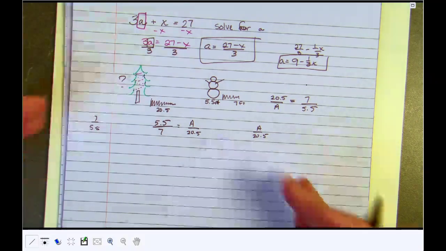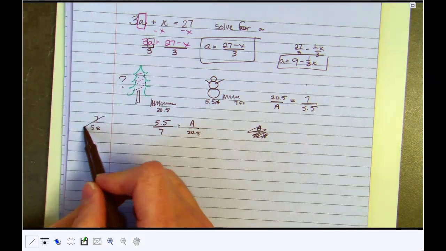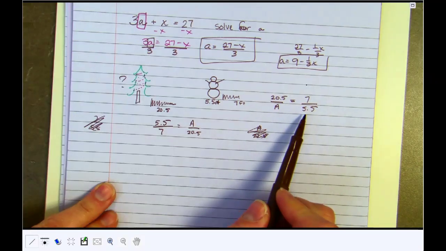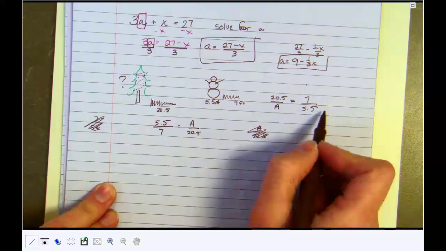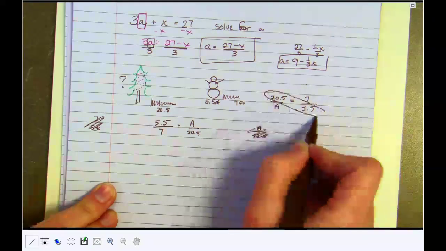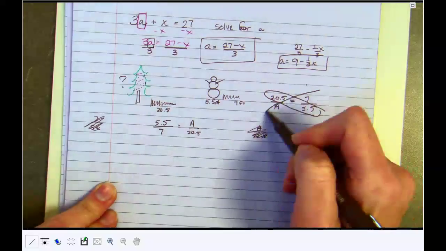All of these, as long as you set them up correctly, will get you the same answer. What do you do once you're here? How do you solve it? Yeah, cross multiply, right? So you're going to multiply that, and then you're going to multiply this.